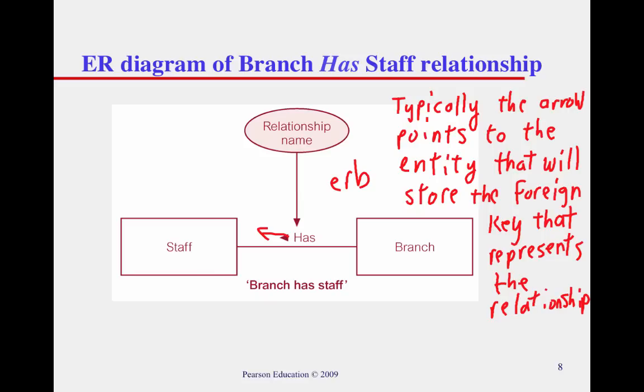So in this case, if you look at the staff relation, it has an attribute called branch number, which is a foreign key that denotes this relationship that branch has staff. Each staff has a branch number identifying which branch the staff member belongs to. So that rule right there should help you decide which direction the arrow should point. And I will take off points if you don't come up with the right direction for that arrow.